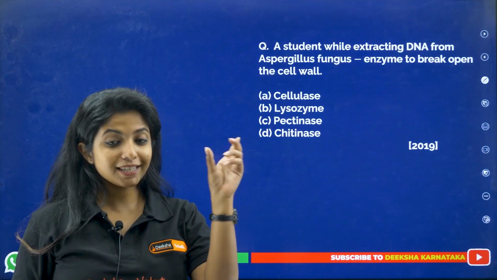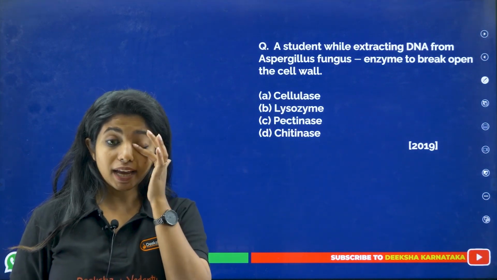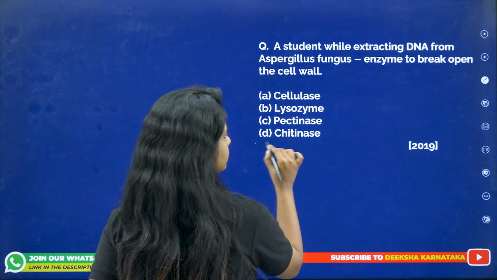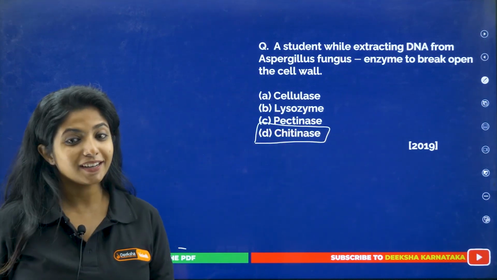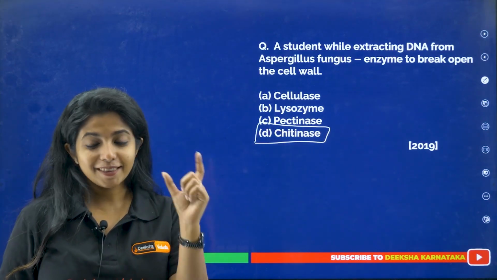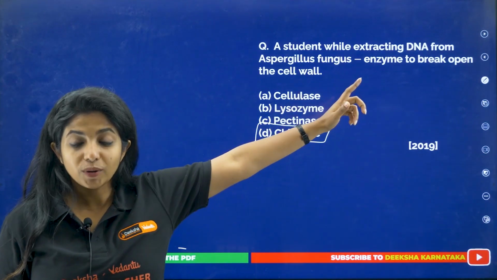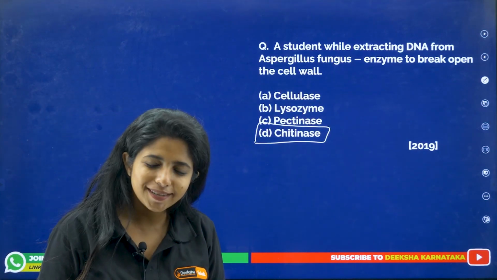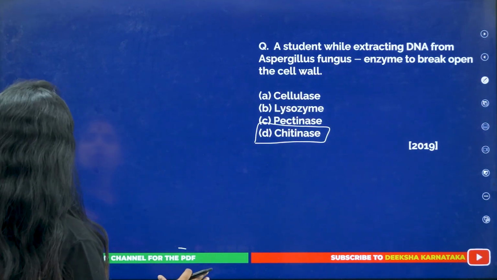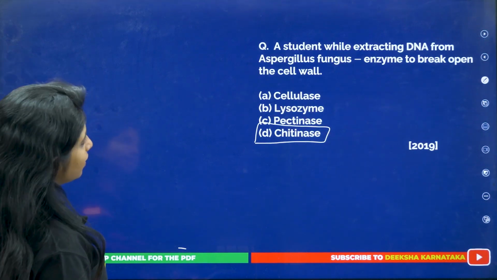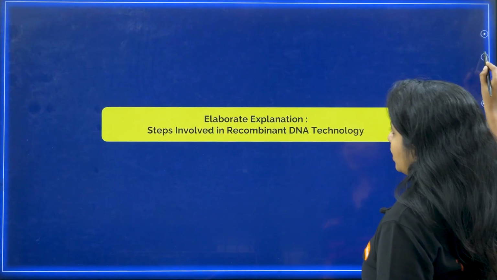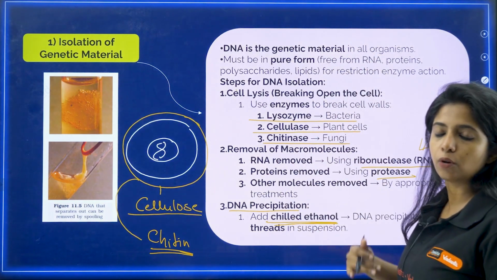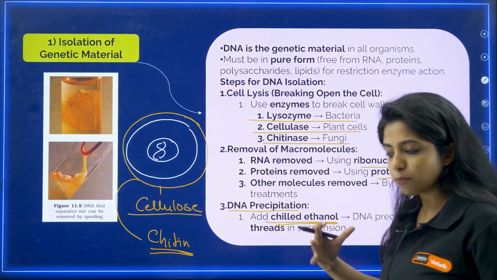Now, a student while extracting DNA from Aspergillus fungus, the enzyme to break open the cell wall is... So Aspergillus is a fungus that is mentioned over here. So the enzyme that is needed to break down the cell wall of fungus is what? Chitinase. Over here, chitin is a component of the cell wall of fungus. If you do not know that, you would not be able to answer this. But my children know everything because we have studied it together. If you are very much sure about this particular thing and also the vectors and everything, the chapter becomes a lot more easy.